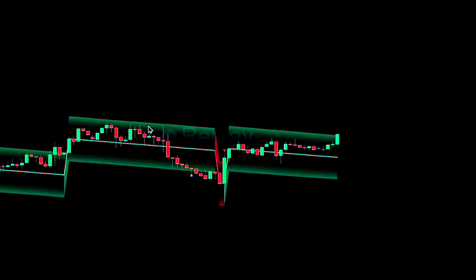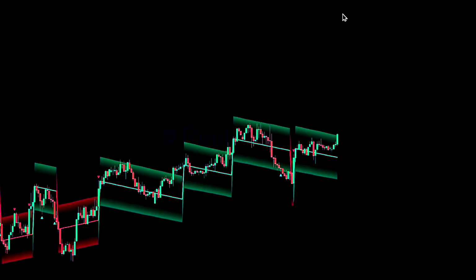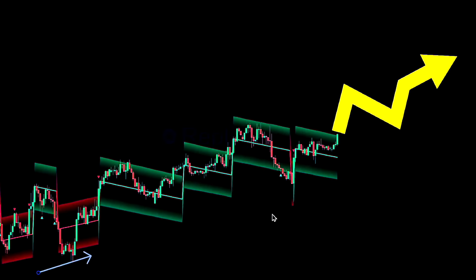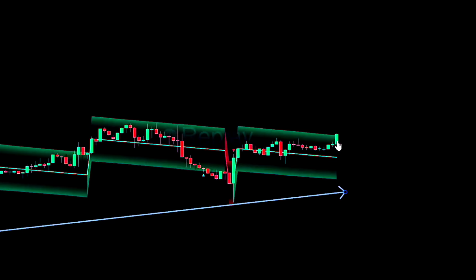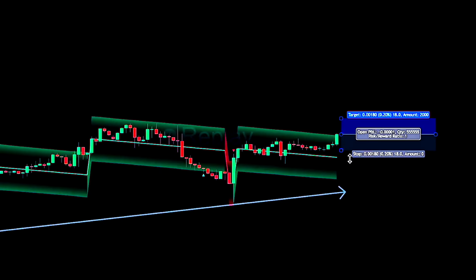The third approach is breakouts. This means watching for price to push decisively beyond the channel after a period of consolidation or sideways action. To increase the odds of success, you want to look for breakouts in the direction of the established trend. So in an uptrend, you'd watch for a breakout above the upper band. That way, you're stacking more confirmation on your side.